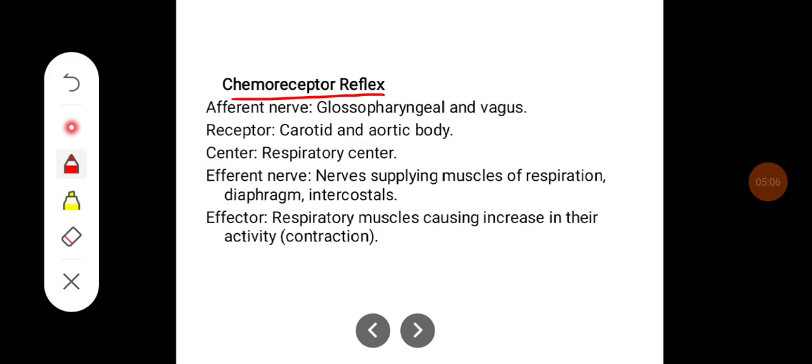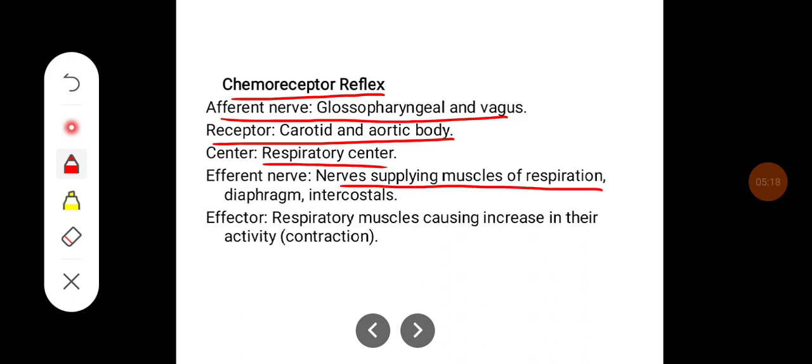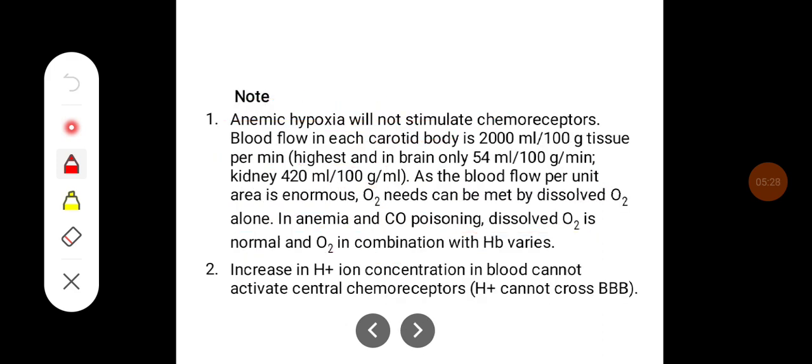Chemoreceptor reflex. Here the afferent nerve is glossopharyngeal nerve, and the receptors are carotid and aortic body. The center is the respiratory center, and the efferents are the nerves supplying the muscles of respiration, diaphragm and intercostals, whereas effectors are the respiratory muscles causing increase in their activity by contracting the muscles. Note that anemic hypoxia will not stimulate chemoreceptors.